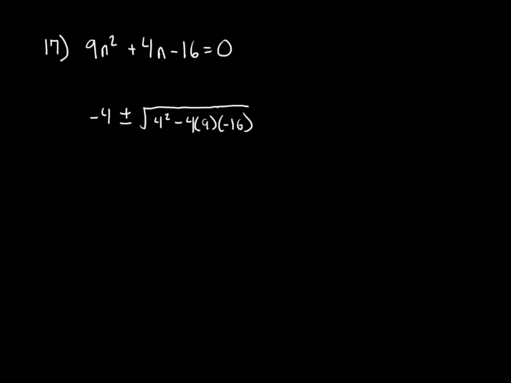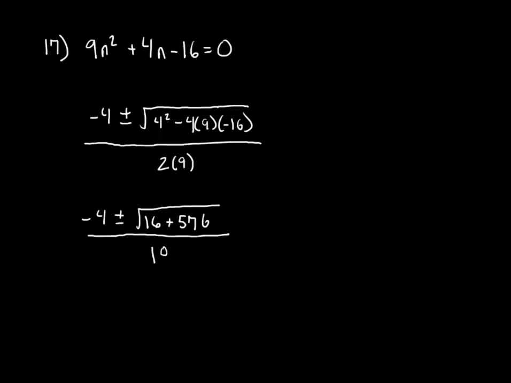Note how I took the negative sign with the 16. C is not 16, C is negative 16. So when I plug it into the quadratic equation, I plug in negative 16. Divide by 2 times A, 2 times 9. Now simplify. Negative 4 plus or minus the square root of 16 minus 4 times 9 times negative 16. It's a great time to use your calculator. I get plus 576 divided by 18.